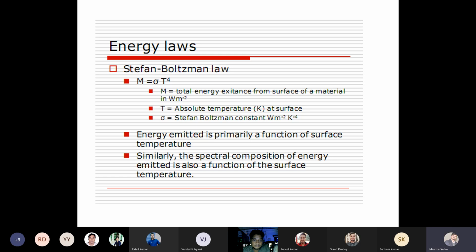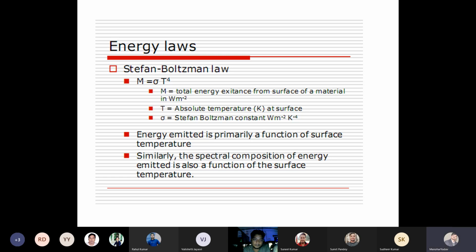So energy emitted is primarily a function of surface temperature. This formula is valid for any material having a surface temperature more than 0 degrees Kelvin. It means if we consider ourselves, our surface material, all of them have a temperature more than 0 degrees Kelvin, so all of these materials are radiating energy. As I said in the discussion of energy forms, most materials radiate their own energy, and they are also one form of energy source.